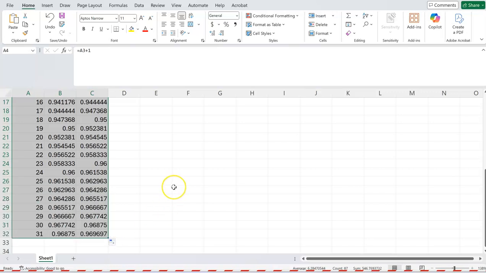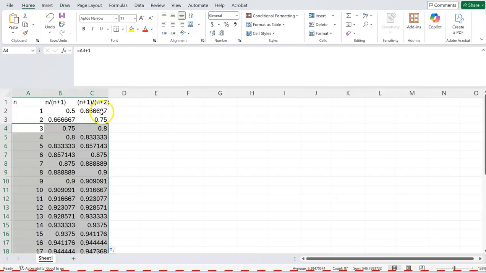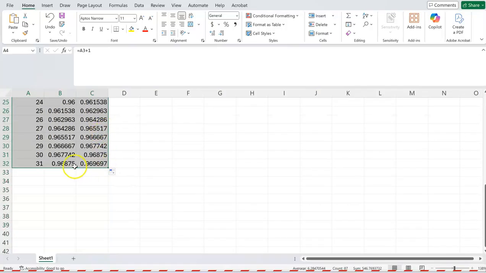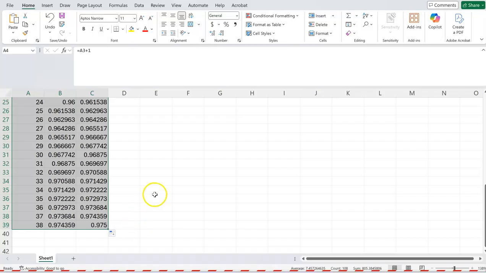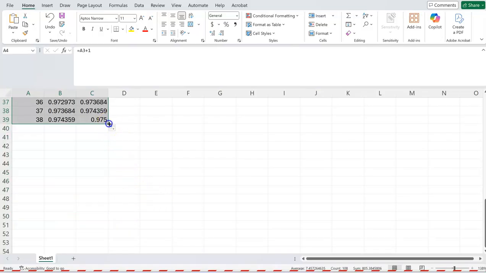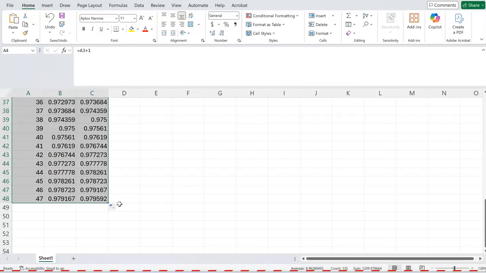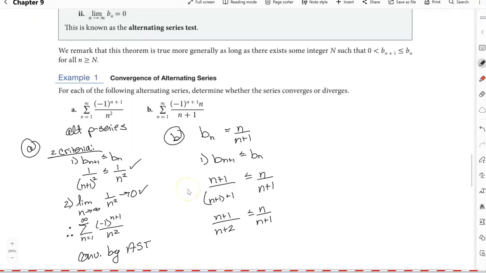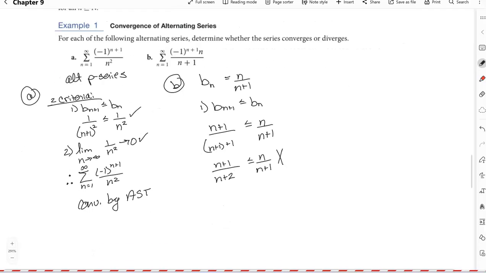As you can see, when we plugged in that n plus 1, to me it looks like it's always bigger than the other column, just by a little bit. Let's see. Yeah, it's always slightly bigger. So that first criteria is not even met. So I'm just going to put an X here. That fails. And check out what happens if we try to take that limit.